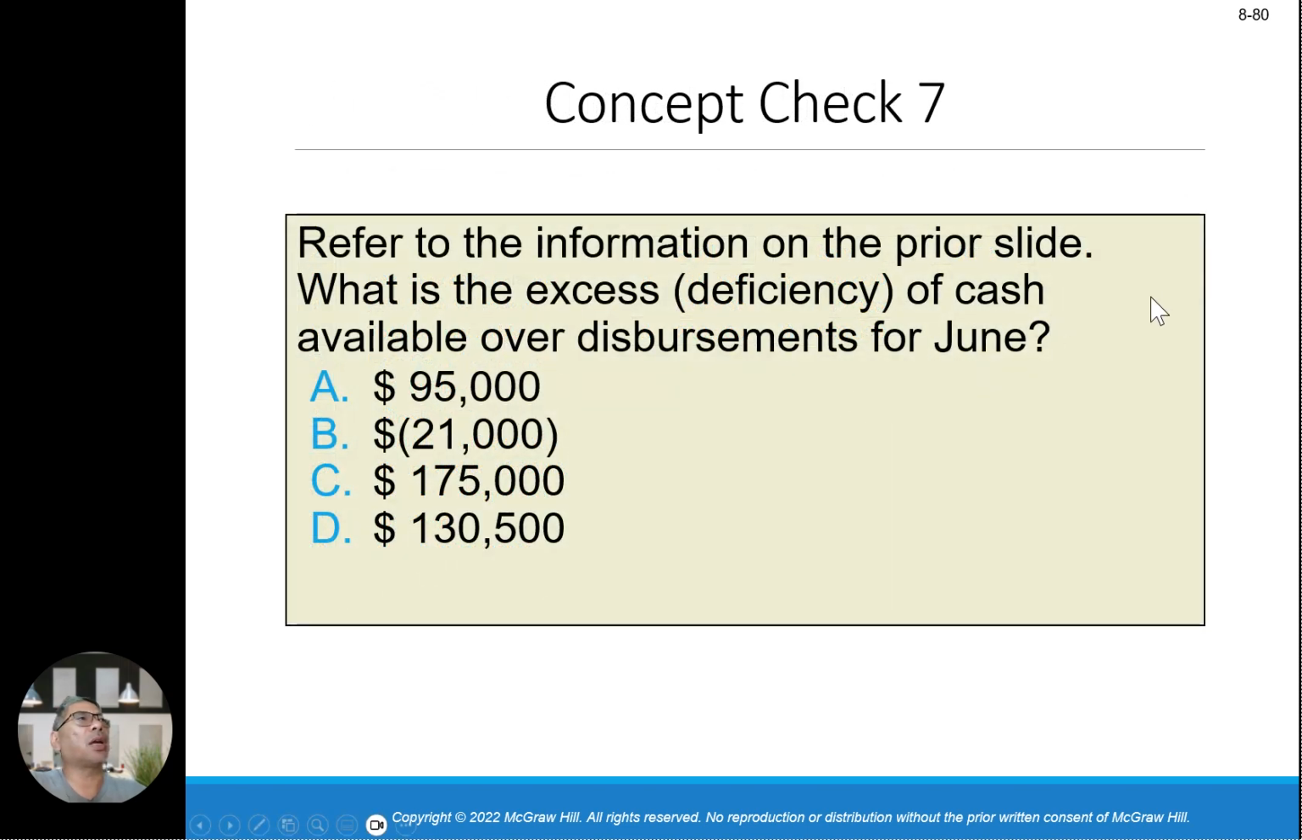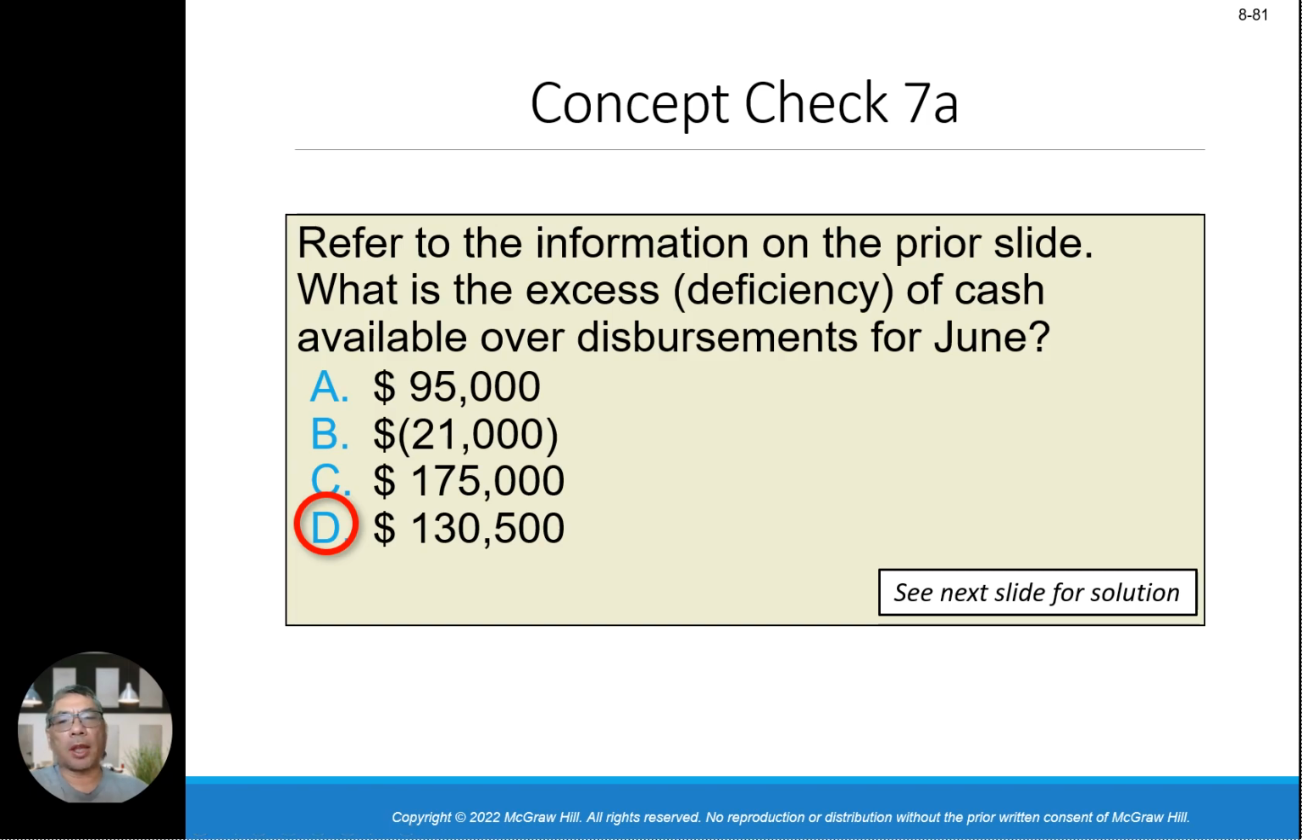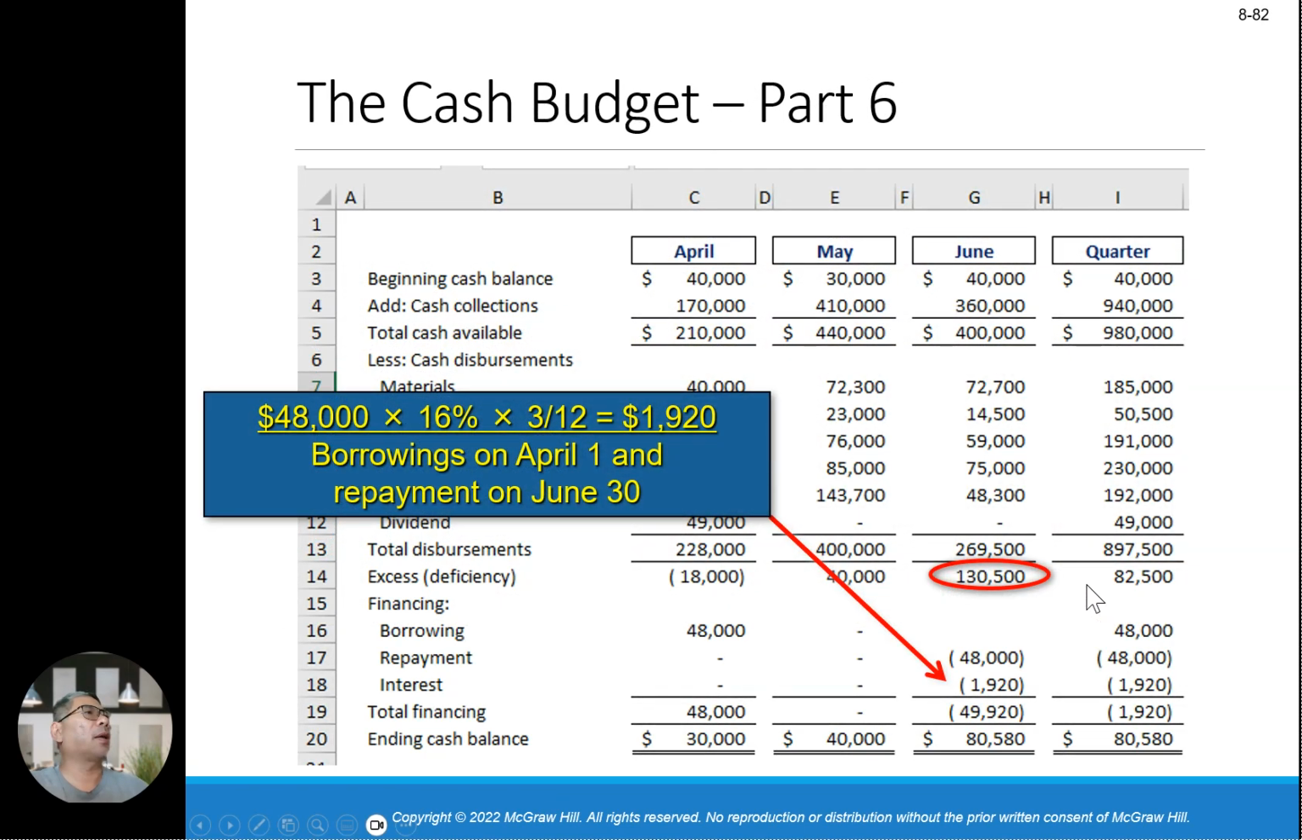So how are you going to assess the deficiency for this month, June? A, B, C, or D? The answer for this one will be, take your best guess, D. So how do you get this D? 130,000. This is how you get that number. You plug in that number, slowly, piece by piece, and you get the interest payment. Remember where you get this number? 48,000 times 16% times 3/12 is 1,920. Then the repayment of borrowing. You plug in the numbers there, and you get 130,000.